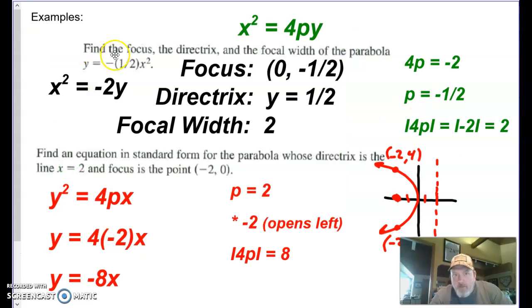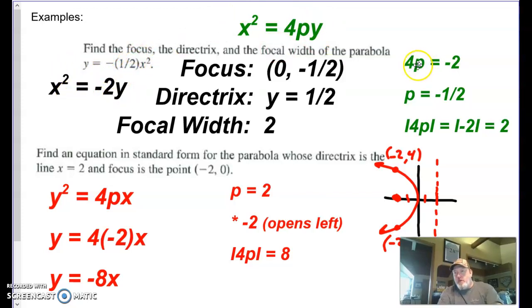All right, a couple examples here. It says find the focus, directrix, and the focal width of the parabola, and they give us negative 1/2 x squared. If we solve this for x squared, we have to multiply by negative 2, and that's how we got here: x squared equals negative 2y, because we want to get it in this form. So I just multiplied everything by -2 and got to here.